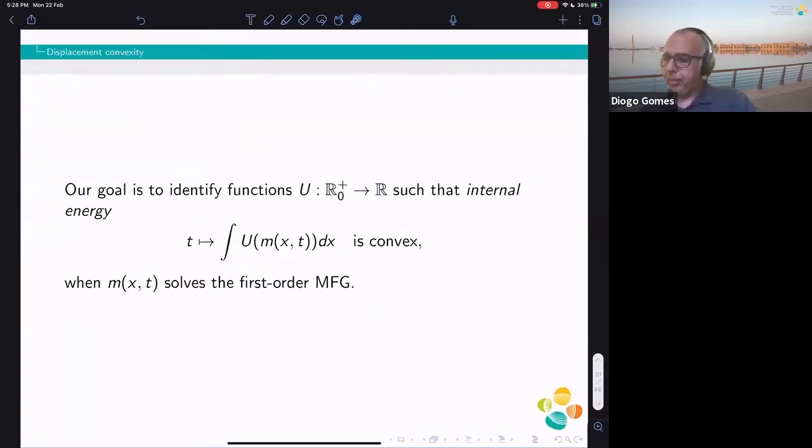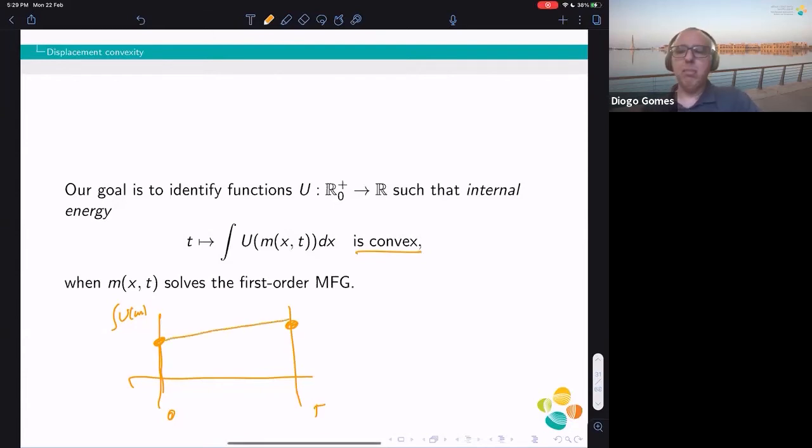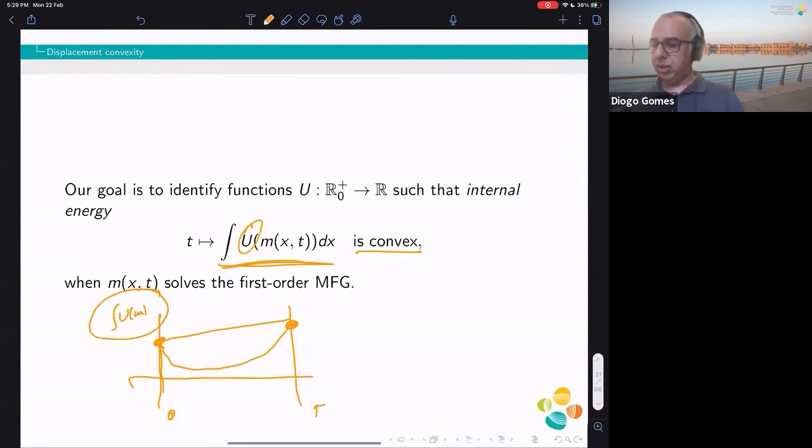So our goal is to identify functions such that this function is convex, where m solves first order mean field games. See, if you have a convex function that is bounded from below, so let's say I have zero, I have capital T, I have my integral of U of m. And I know this guy here at the initial time, I know this guy at the terminal time. I know, presumably, that this function is convex in time, so I can bound it by a line. If I know that this functional is bounded from below, then that's it. This functional is going to be bounded for all times in between zero and capital T by only the initial data.